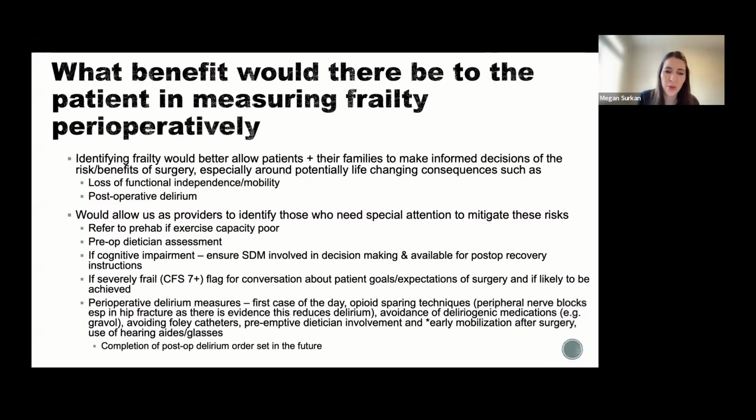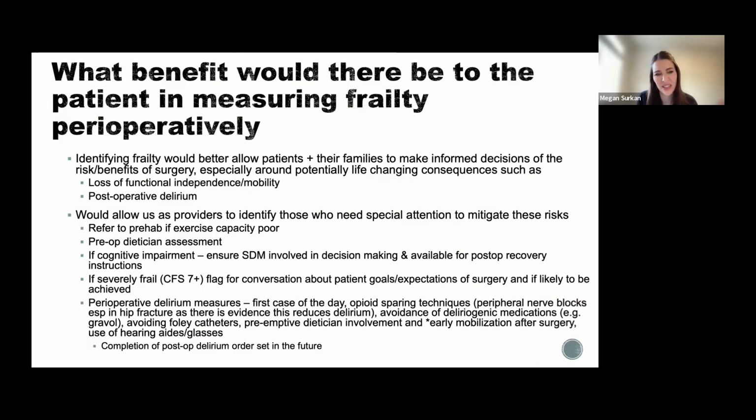So I'll talk about prehab shortly. There are, of course, some barriers to prehab or pre-operative exercise interventions, optimizing nutrition. If cognitive impairment, there's certain things we can do.